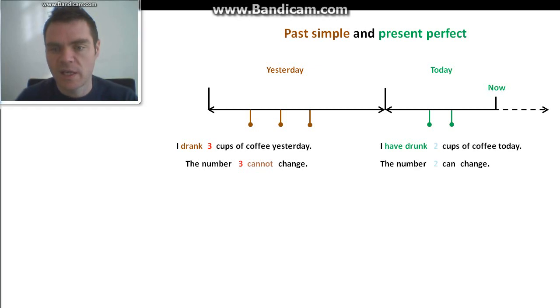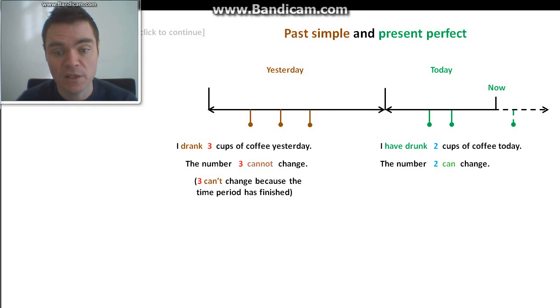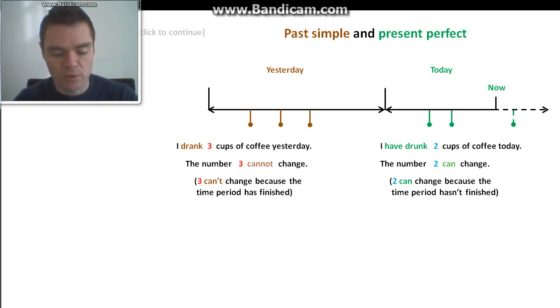Let's compare that to today. So the number 2 can change. I can have another cup of coffee. I can have 10 more cups of coffee. So this is how we know if the period has finished or not. This number can change. So to sum up, 3 can't change because the time period has finished. 2 can change because the time period hasn't finished. A simple example.